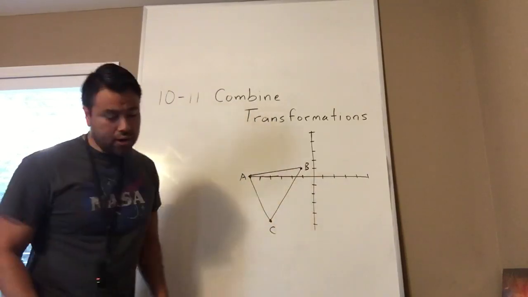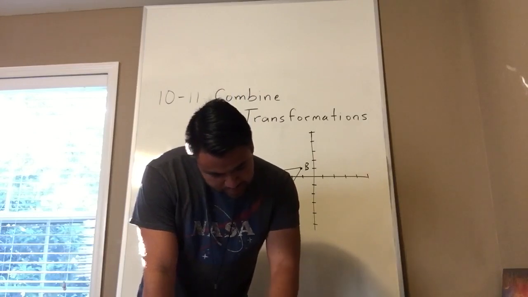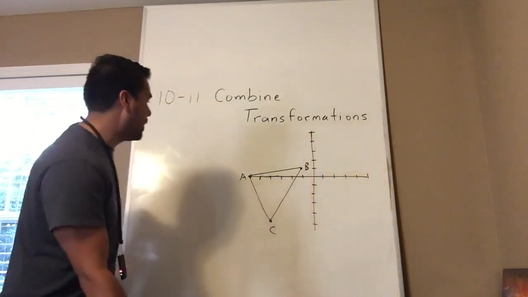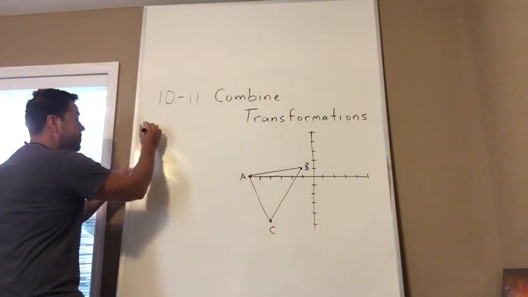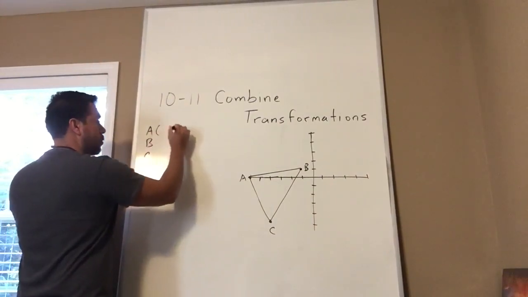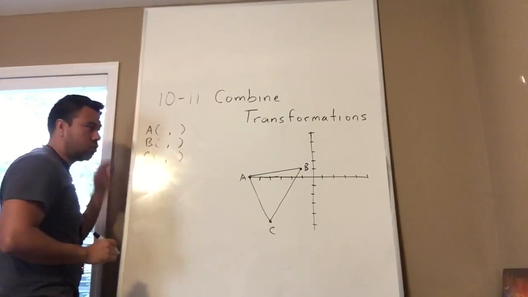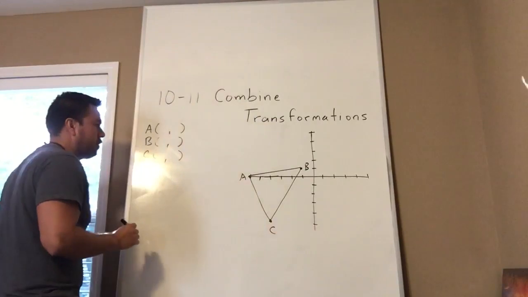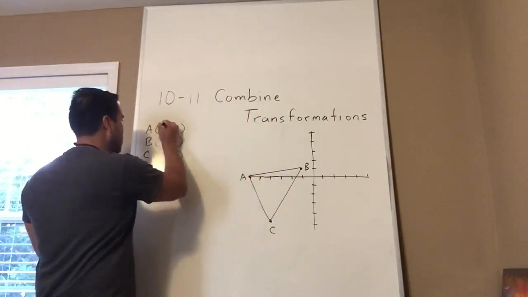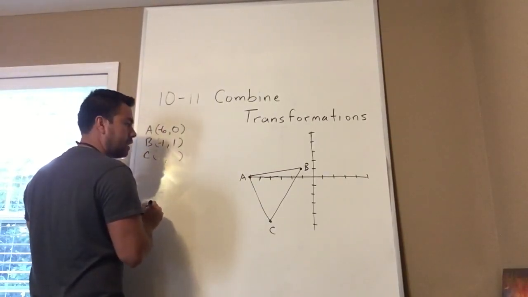Okay, so here what we're going to do is we're going to rotate it 90 degrees. So I'm gonna write the rules where you guys can see them here. So we're gonna go A, B, and C, and we're gonna write down where those points were. A was at -6, 0. B was at -1, 1. And C was at -4, -5.